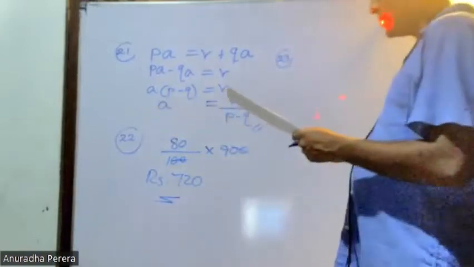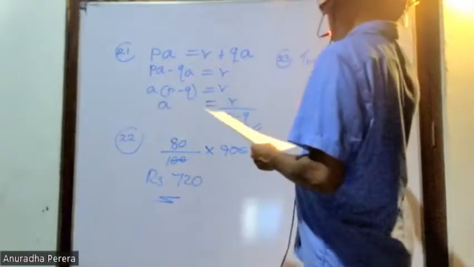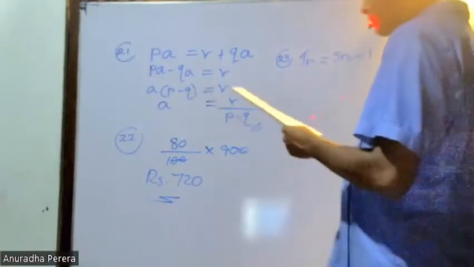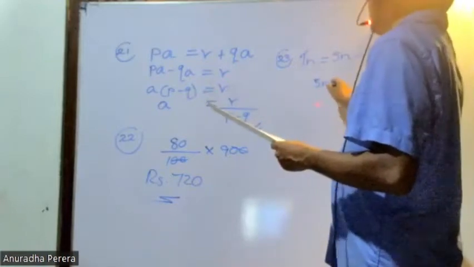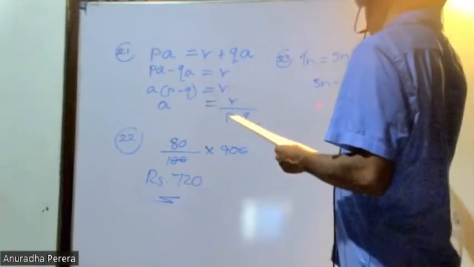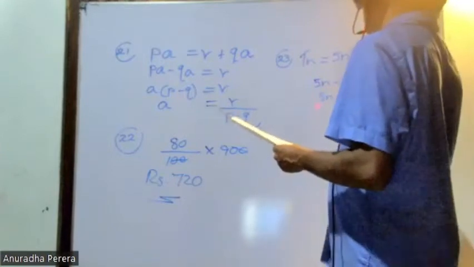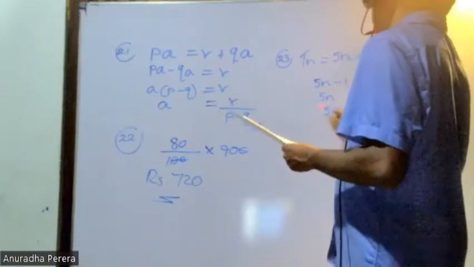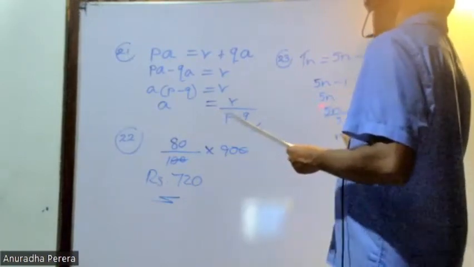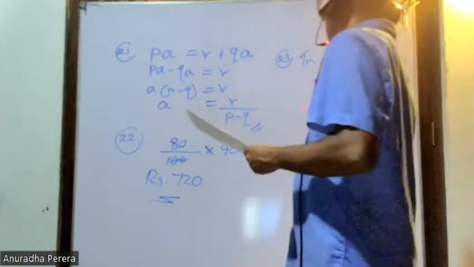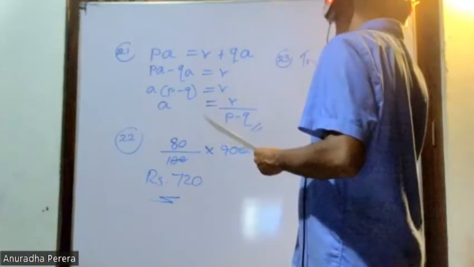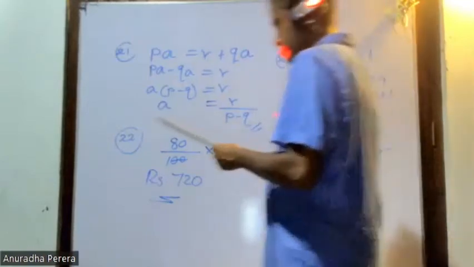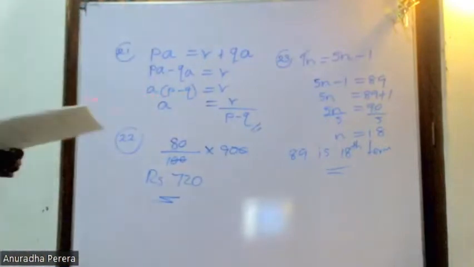23. The general term of a number pattern is 5n minus 1. Which term is 89? Construct an equation, equating the general term with 89. 5n equals 89 plus 1. 5n equals 90. Divide both sides by 5. n is 18. You can write 89 is the 18th term.